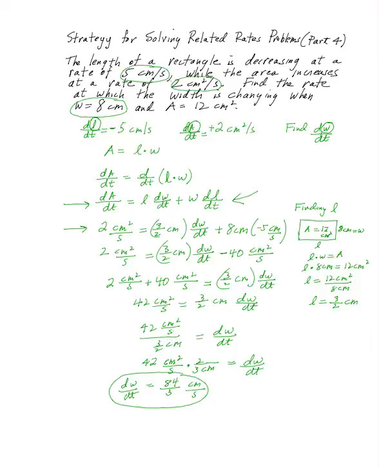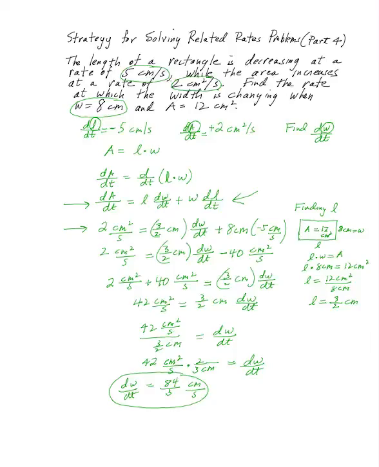The length of a rectangle decreases at a rate of 5 centimeters per second. The area increases at a rate of 2 square centimeters per second. Find the rate at which the width is changing when the width is 8 centimeters and the area is 12 square centimeters.